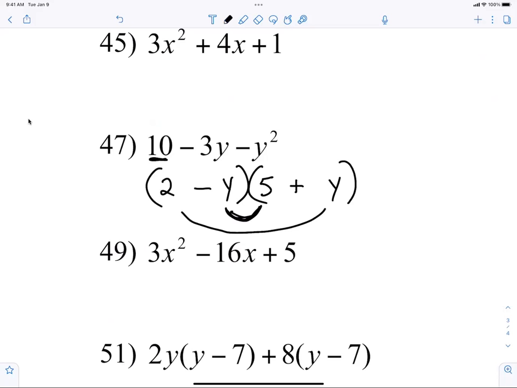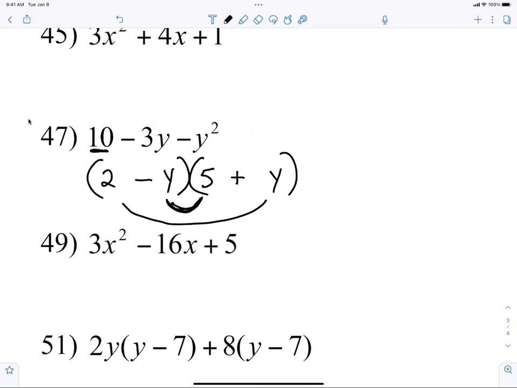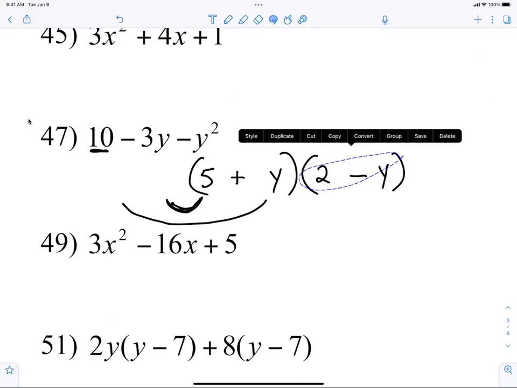Next. Oh, I have a question on that one. So it doesn't matter which side the y is. You could write it like this. You could write it as 5 plus y times 2 minus y. You can write it like that, but it does matter the signs for sure.